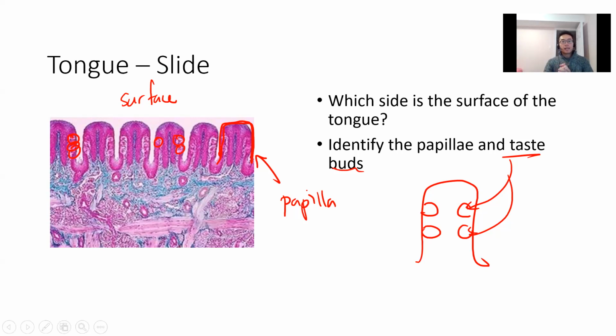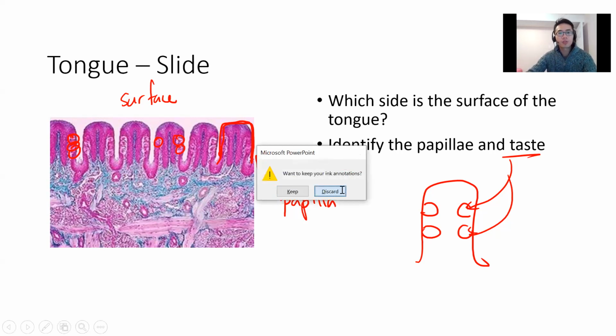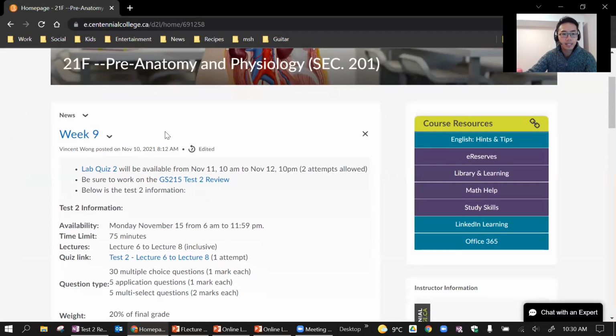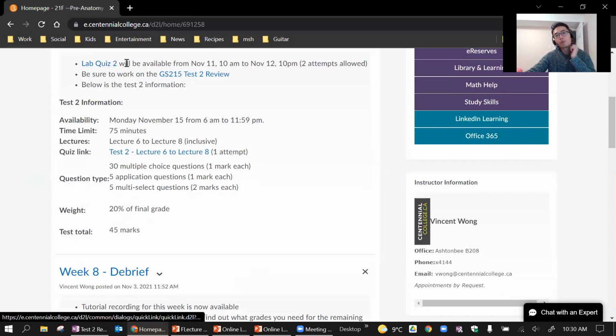Okay, that's it for the lab. So you will have 2 days to complete the lab. It's going to be available starting tomorrow at 10 a.m., and then you're going to have until Friday, 10 p.m. to complete it. 2 attempts. Highest score will be recorded. I already posted the information on eCentennial, but let's quickly go through it in case you need to see it. So obviously do the lab quiz before Friday.